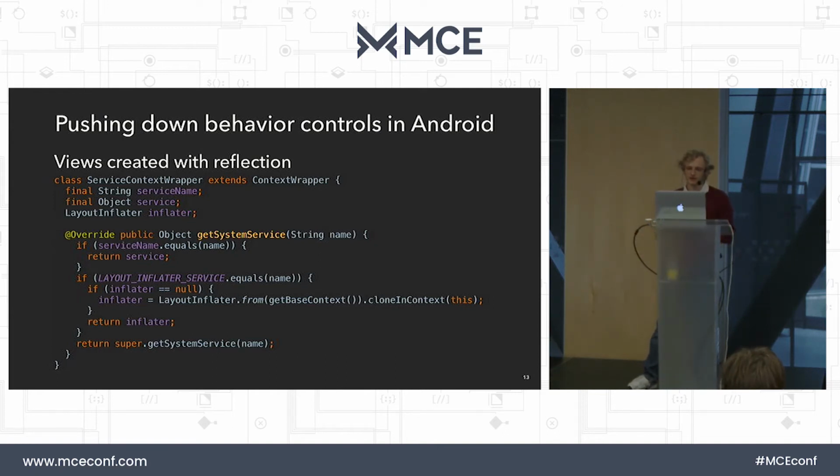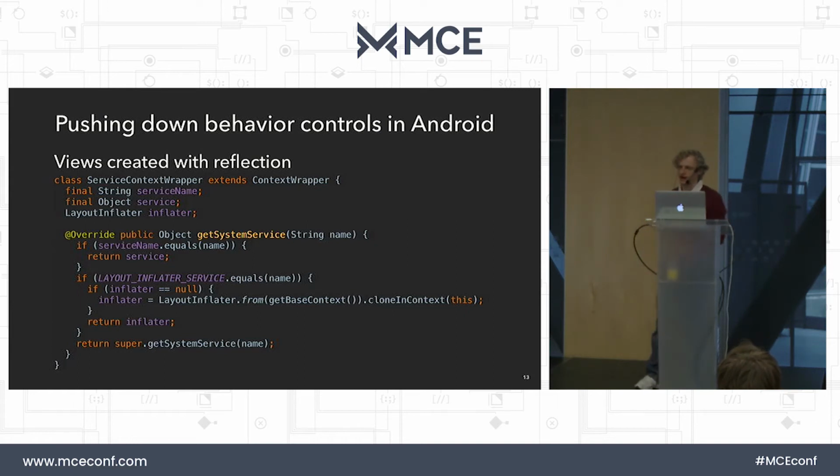A lot of what we use for scoping is views, just for the sake of continuing, because activities and their life cycles get much more complex. It's much easier to think about views. But views we also create with reflection a lot of times because we like layout XMLs, and the layout inflator is super handy.